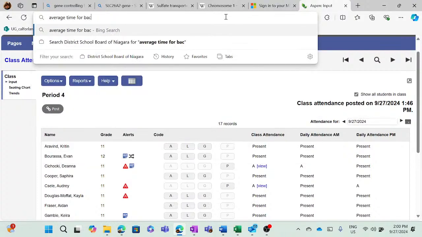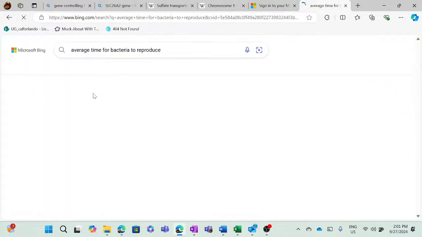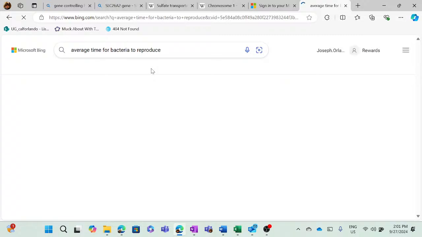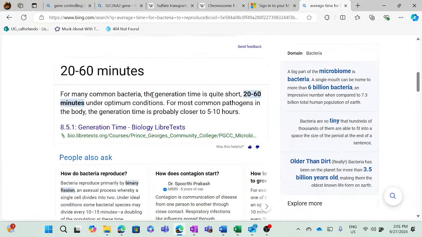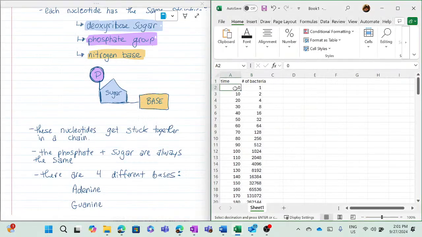Average time for bacteria to reproduce. There's going to be a huge variation here, so that's a ridiculous thing to Google because it depends on the strain of bacteria. But there we go. For many common bacteria, the generation time is quite short, in the range of 20 to 60 minutes. For most common pathogens in the body, they're closer to 5 to 10 hours, sorry. But even still, let's make this 20 minutes, just for the sake of argument.